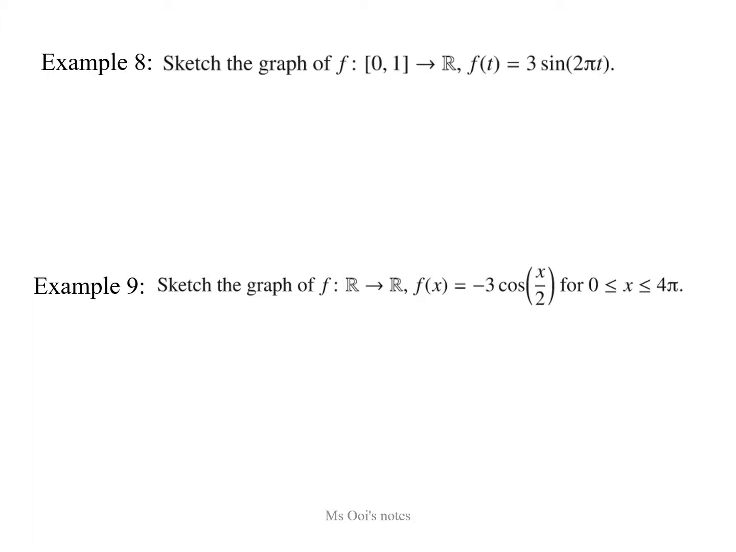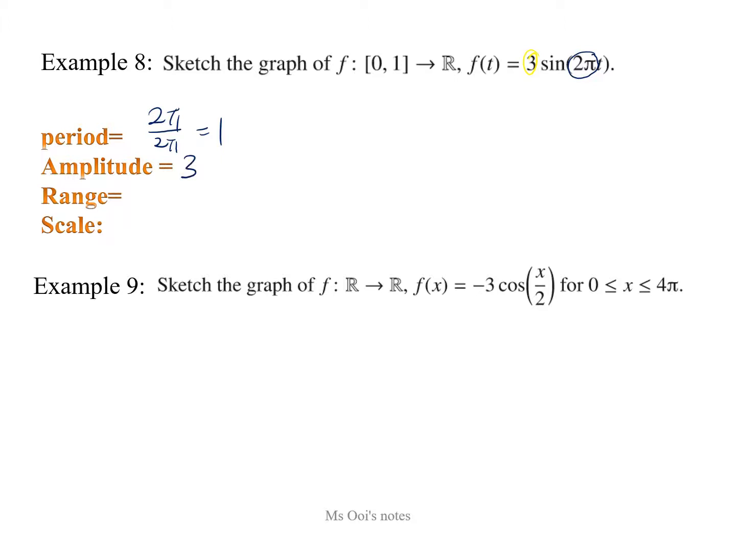Okay, let's sketch this together. Check your answer. Firstly, you need to write down all the important information, like the period. The period here is 2 pi divided by, be careful, not 2 but 2 pi, because the coefficient of t is 2 pi. So 2 pi divided by 2 pi, which is 1 in this case. Now the amplitude is 3. Amplitude is that number, which is 3. And always remember, amplitude is always a positive value.